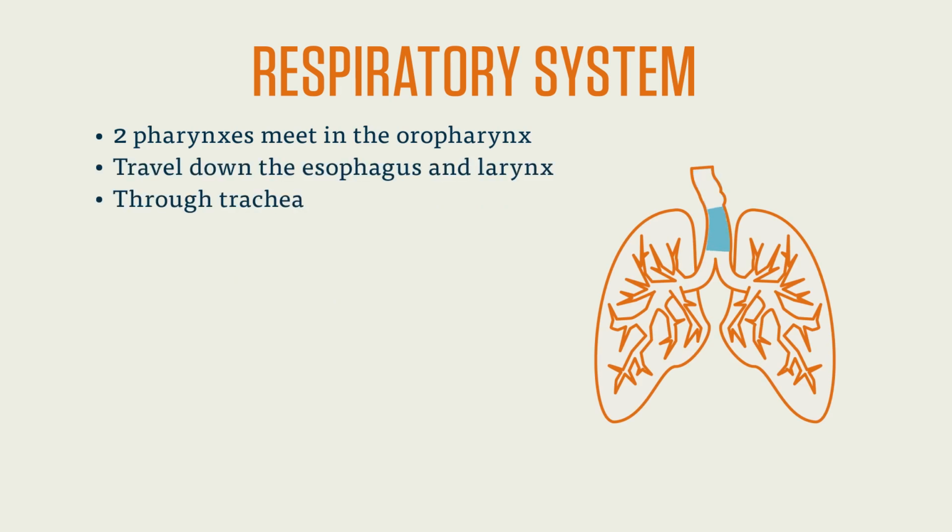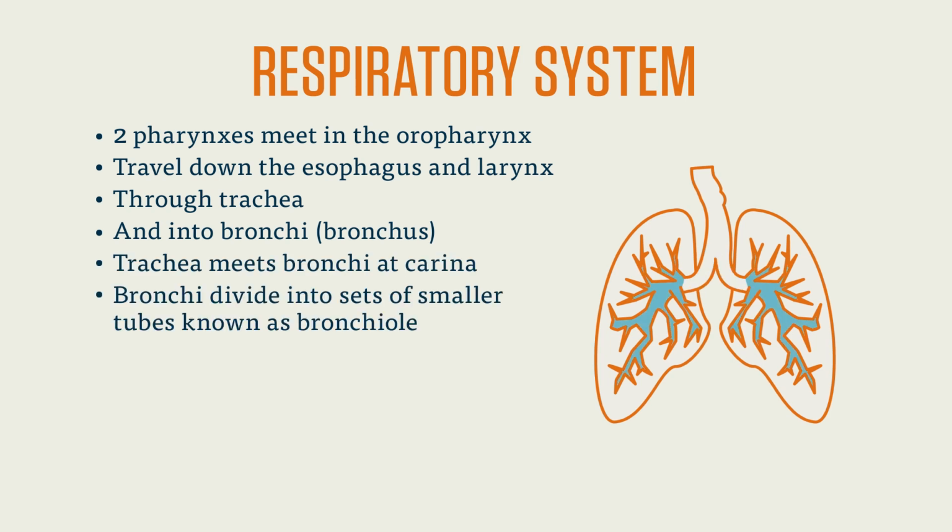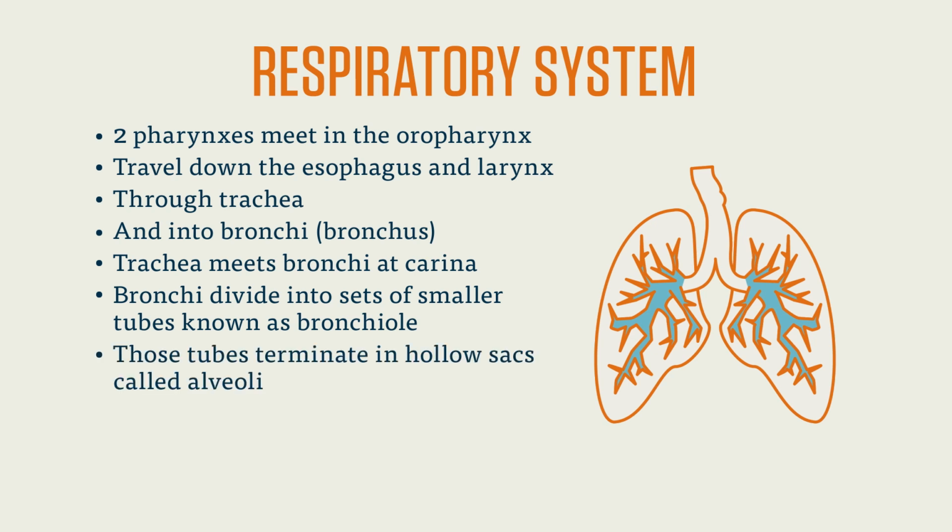The two pharynxes meet in the oropharynx, and air then travels down the esophagus and the larynx through the trachea and into the bronchi, singular bronchus, which are tree-like sets of tubes that extend into each lung. The trachea meets the bronchi at a point called the carina. Each bronchus divides into a set of smaller tubes known as the bronchiole. Those tubes terminate in hollow sacs called alveoli.